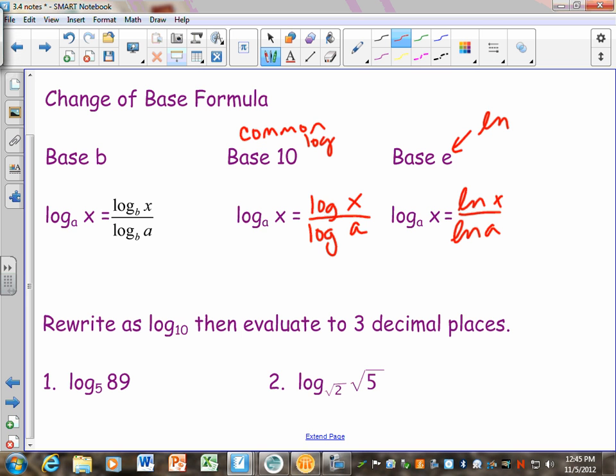It says rewrite as log base 10 and then evaluate to 3 decimal places. There's questions like this on your test. Really important that you read the directions of what it's saying. You're doing 2 things. First, I want you to rewrite it using the formula. I want to see that you know the formula. And then you're going to use your calculator to evaluate it. And it's really important that you're typing it in your calculator a specific way, because otherwise you're going to get the wrong answer. Why is this formula so nice?